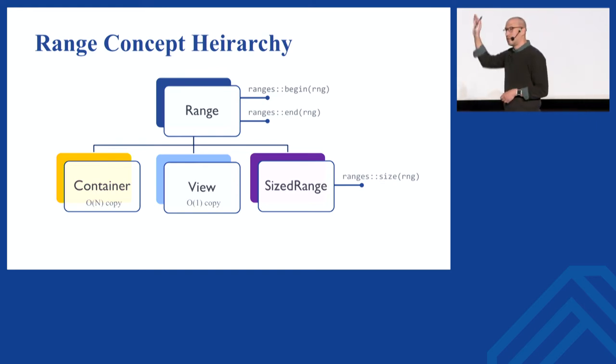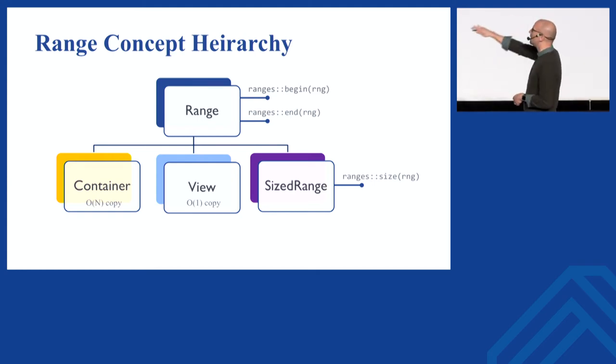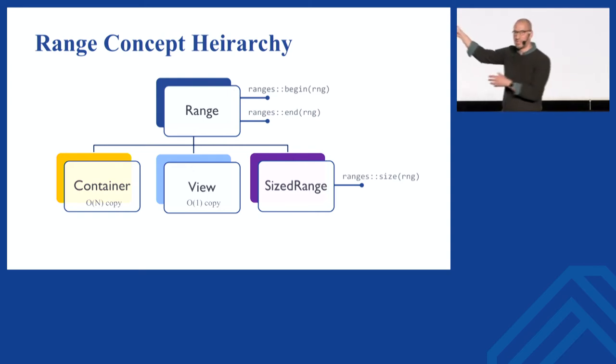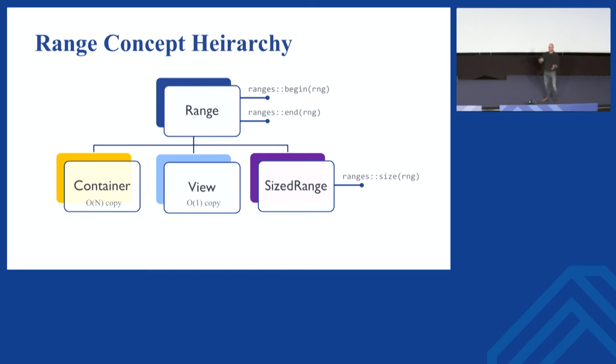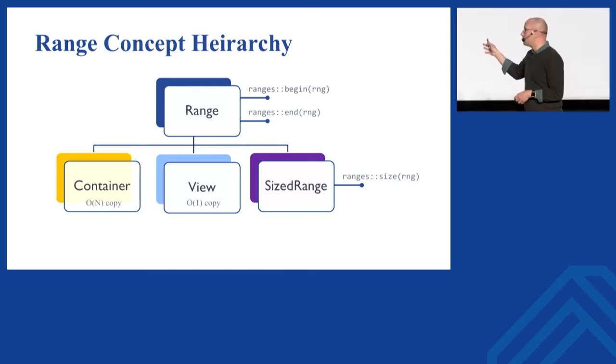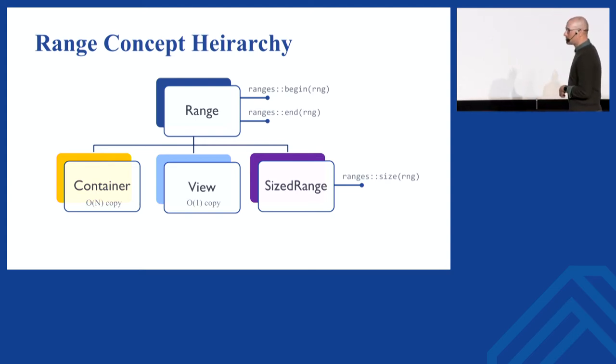So there are concepts. These are concepts, sub-concepts underneath range. The proper terminology is these concepts subsume range. There's container. Containers have order n copy. Views have order 1 copy. These are usually very lightweight, reference-y sorts of things. And a sized range is a range that can give you its size in order 1.